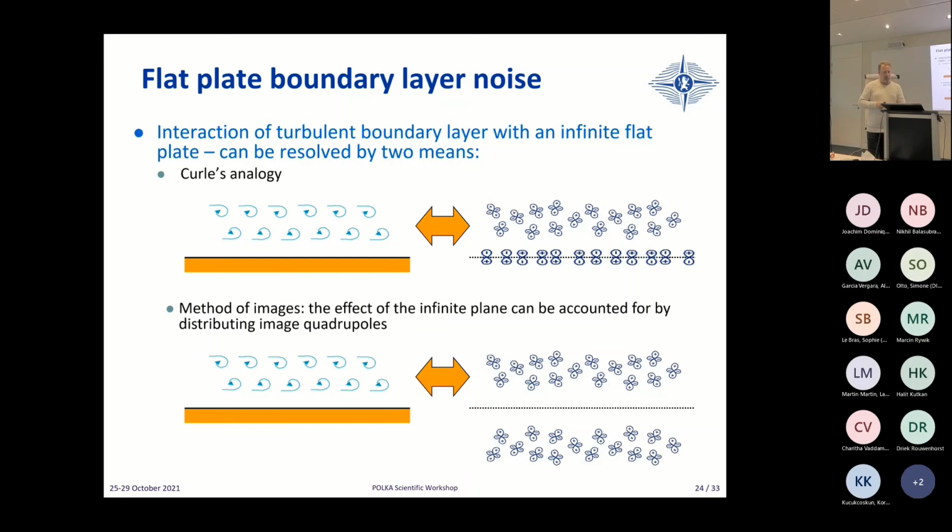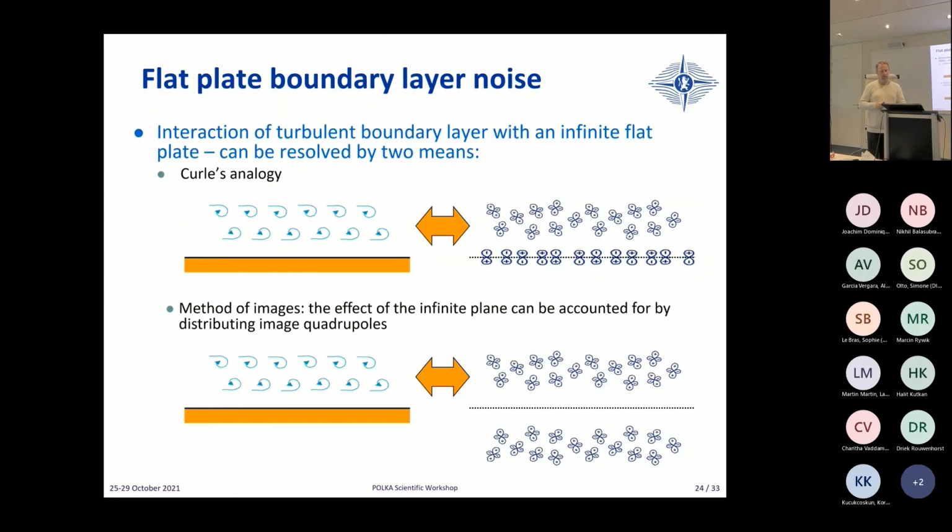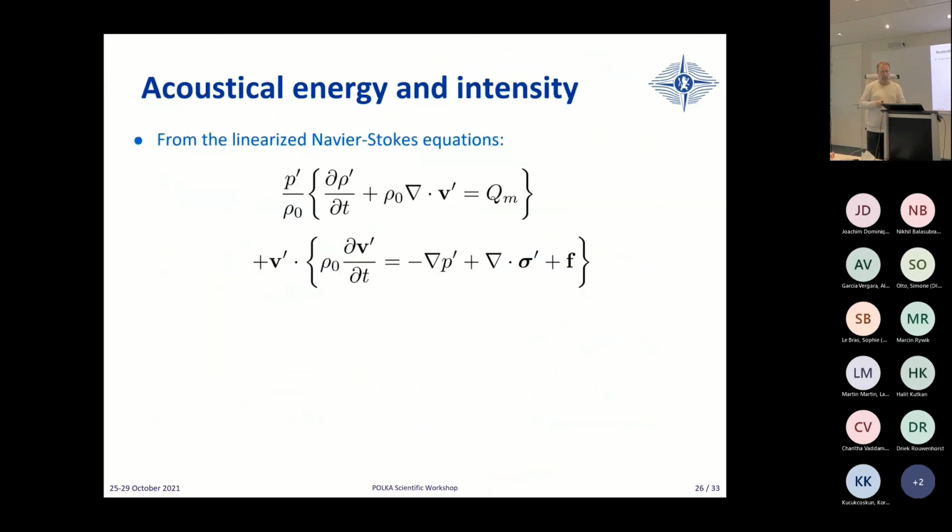Maybe I'll switch over this one. So that's an example of a non-compact case. We can come back to this if you have a question. That's one of the pathological cases for the application of Curle's analogy. There's the case of the turbulent boundary layer over an infinite flat plate, for which you can easily demonstrate that the quadrupoles are really not negligible compared to the dipoles. Okay, so I'll skip this.